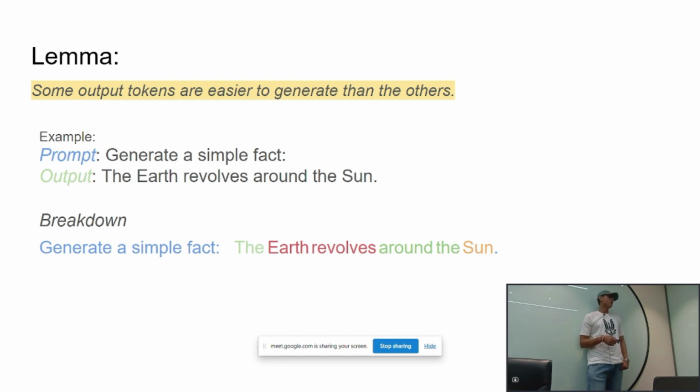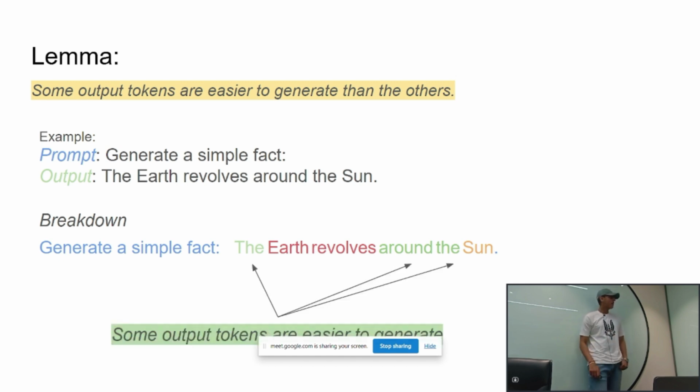Now, if your model is trained well, whether it be small or large, it would know that the earth revolves around the sun. If it is a very bad model, it would predict "moon". But in this case, it's kind of an equally challenging token. So this proves my point, and this also proves this lemma, which is that some output tokens are easier to generate than the others.